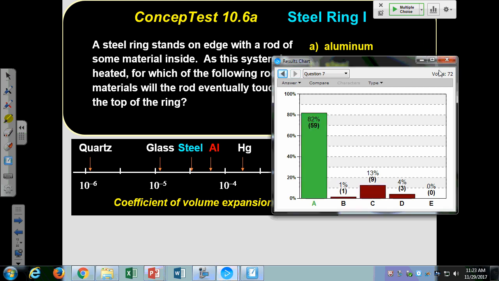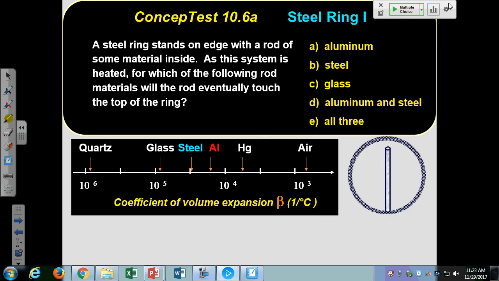Okay, good. A is right. As you heat this thing up, you want the bar to get longer faster than the ring. And so you want something with a bigger coefficient of linear expansion, and the thing with a bigger coefficient of linear expansion is aluminum. So I'd have this as steel, and this is aluminum, and then eventually, as they get bigger, the aluminum rod will actually touch.